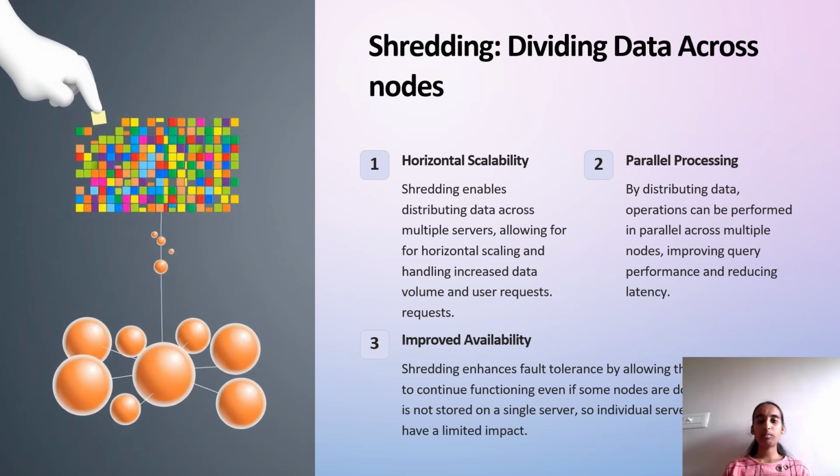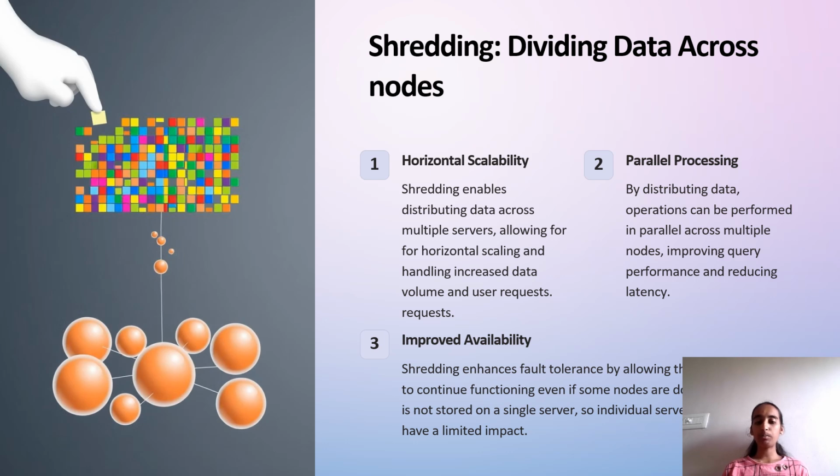So let's see about sharding, that is dividing data across nodes. Horizontal scalability. Sharding enables distributing data across multiple servers, allowing for horizontal scaling and handling increased data volumes and user requests. Then comes the parallel processing. By distributing data, operations can be performed in parallel across multiple nodes, improving query performance and reducing latency.